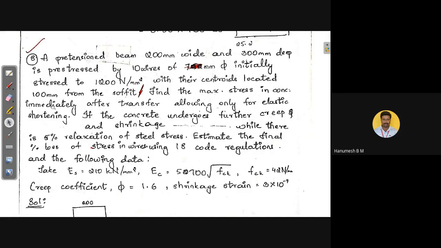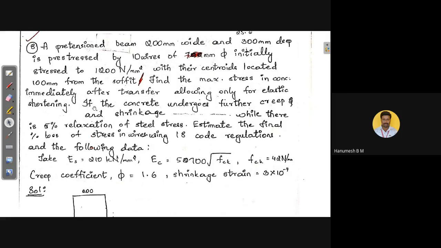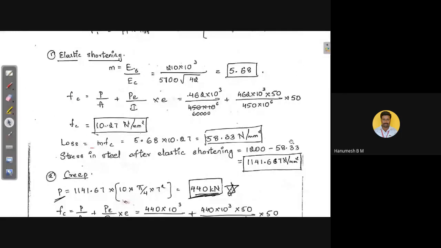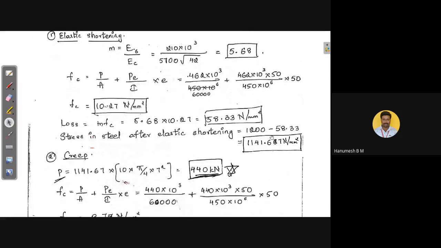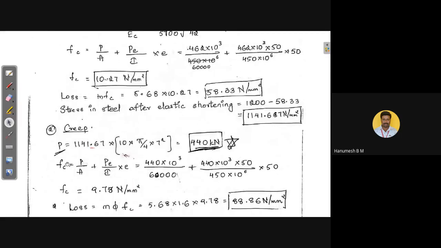ಅಂದರೆ ಇಲ್ಲಿ ಎಲಾಸ್ಟಿಕ್ ಶಾರ್ಟ್ನಿಂಗ್ ಅಲೋ ಮಾಡಬೇಕು ಅಂದ್ರೆ, ಈ ಲಾಸ್ ಎಲಾಸ್ಟಿಕ್ ಶಾರ್ಟ್ನಿಂಗ್ ಅಲ್ಲಿ ಏನಾಗಿದೆನಲ್ಲ 58.33, ಈ ಕ್ವಾಂಟಿಟಿನ ಸಬ್ಟ್ರಾಕ್ಟ್ ಮಾಡಬೇಕು. ಆ ಕ್ವಾಂಟಿಟಿನ ಸಬ್ಟ್ರಾಕ್ಟ್ ಮಾಡಿದಾಗ ನಮಗೆ ಇನಿಷಿಯಲ್ ಸ್ಟ್ರೆಸ್ 1141.67 ನ್ಯೂಟನ್ ಪರ್ mm square ಉಳಿಯುತ್ತೆ.